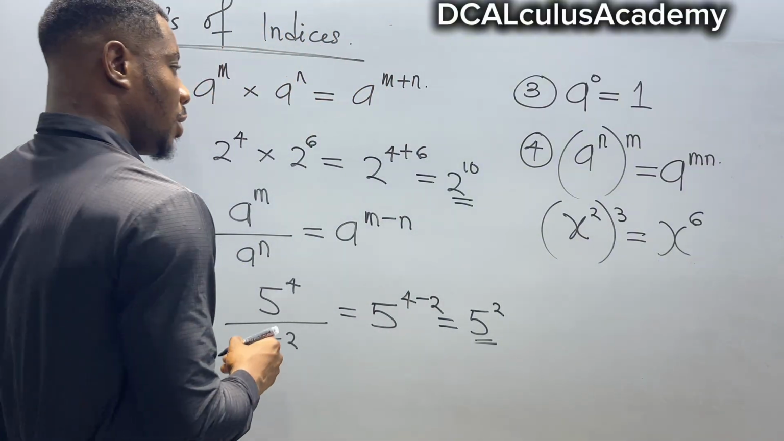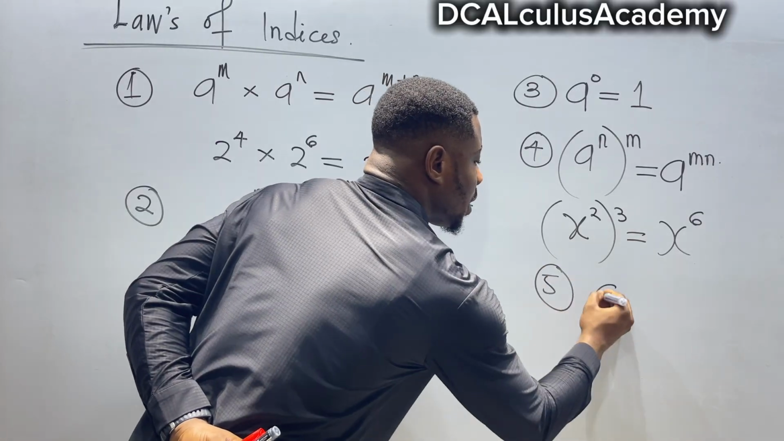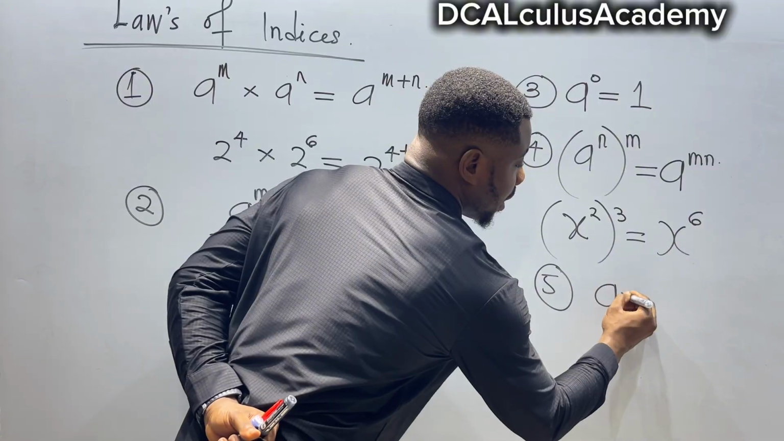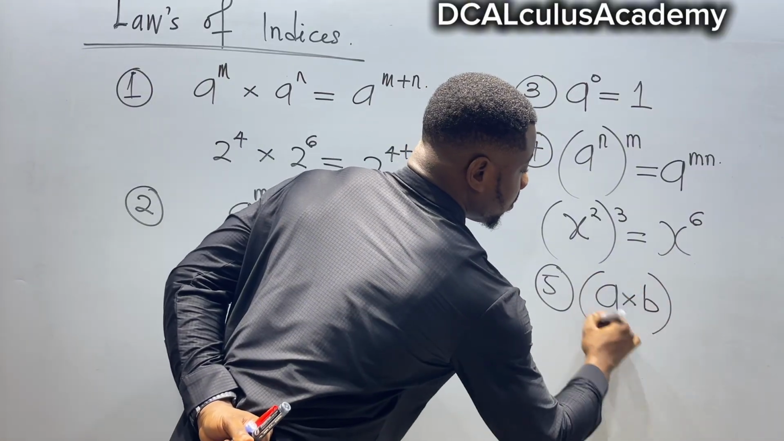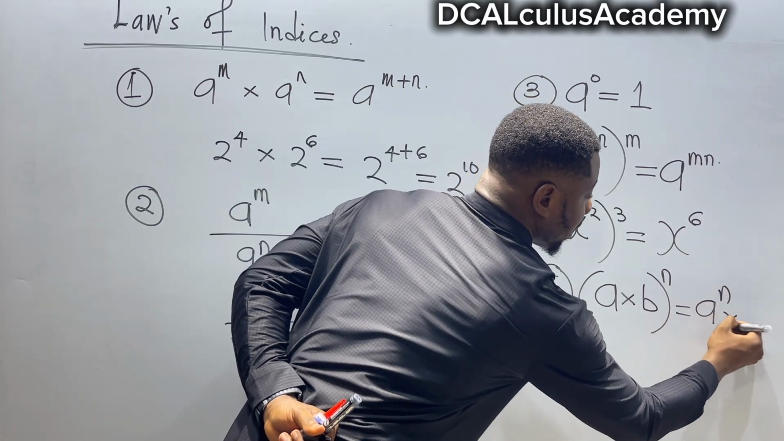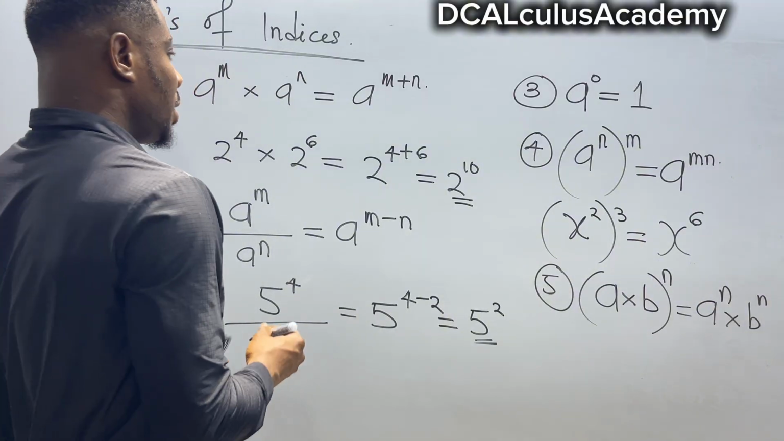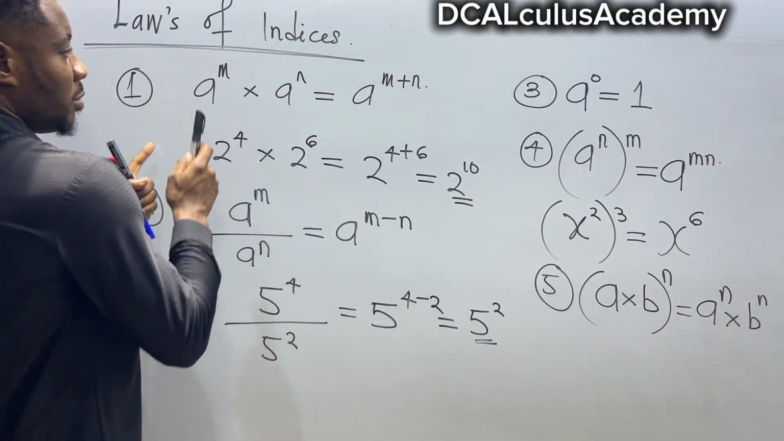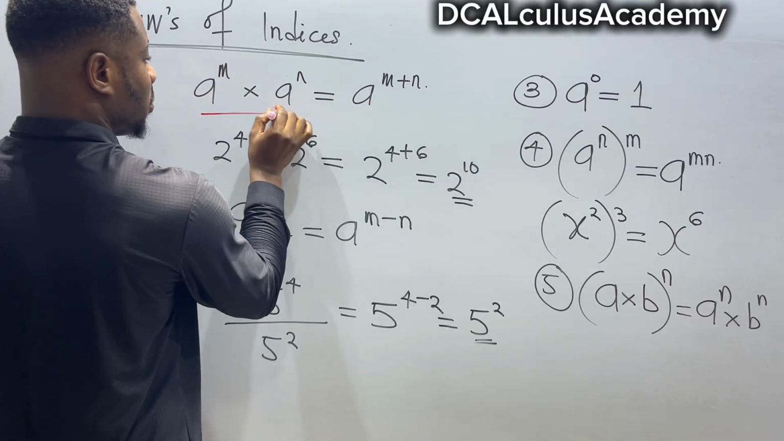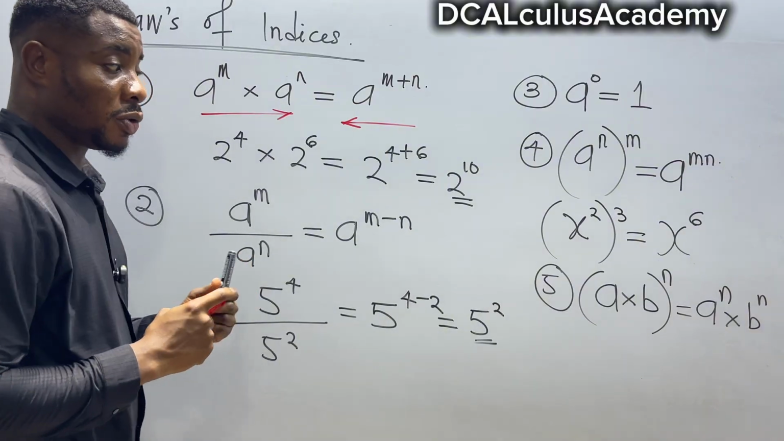Okay. Now, how about law 5? Law 5 tells me that if I have a times b all to the power of n, what does it give to me? It gives me a to the power of n times b to the power of n. Okay. Now remember that these laws are reversible, so just as you can move like this, you could also move in the opposite direction. Take note. In all the laws, you could reverse them.